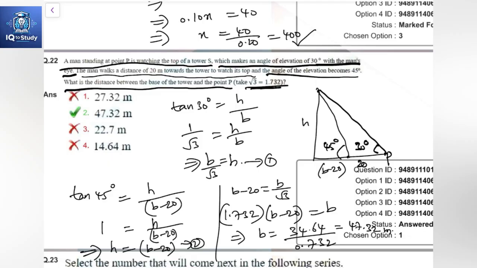So the distance between the base of the tower and the point P is 47.32 meters.